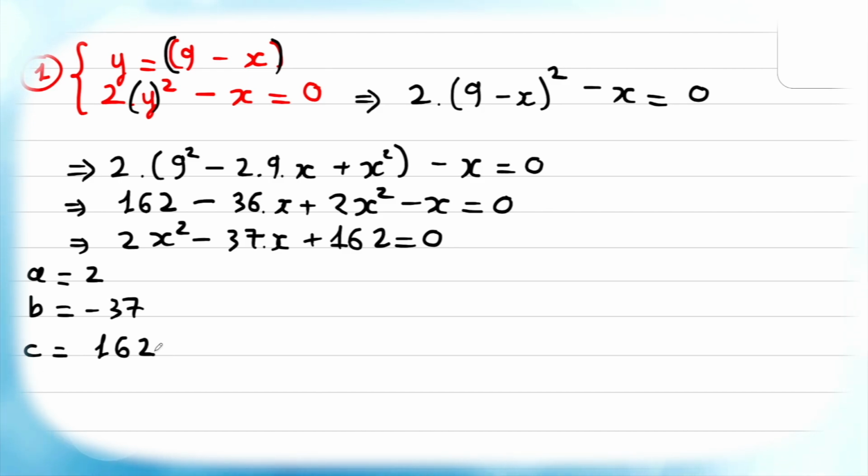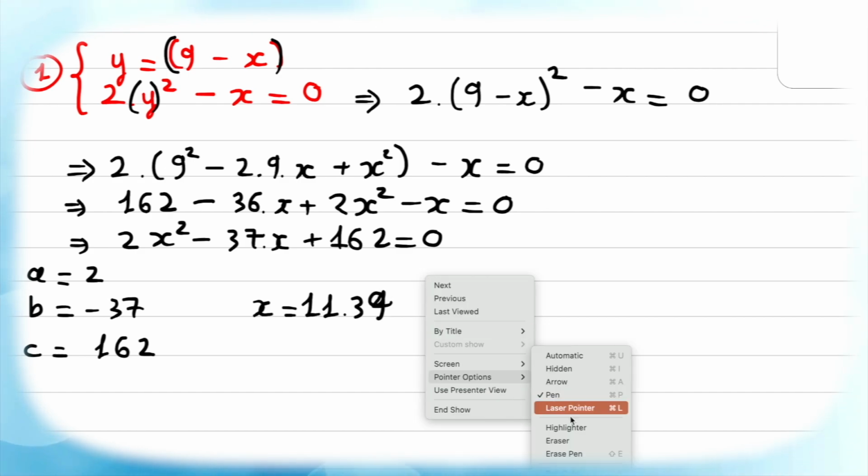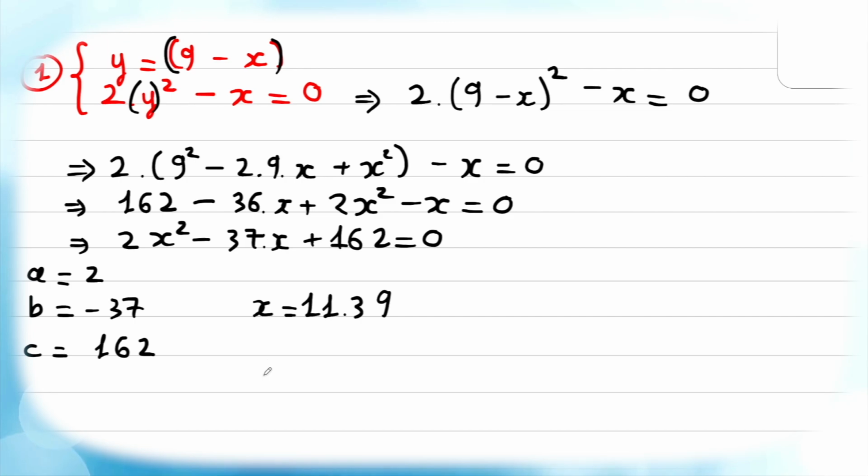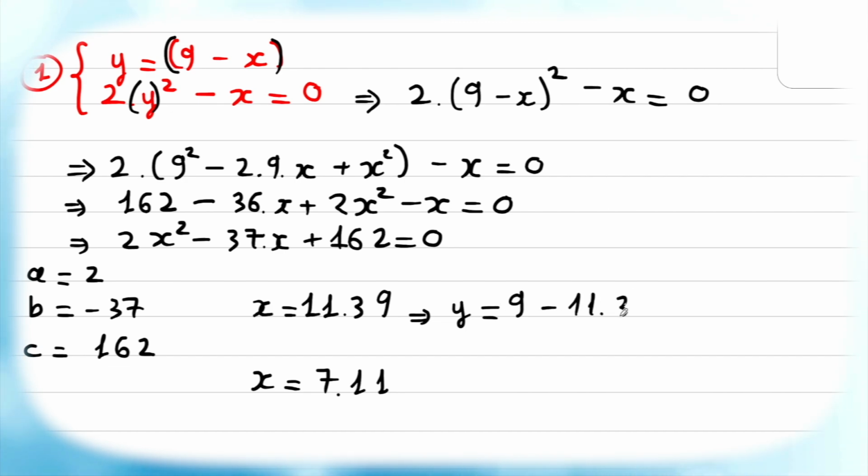I think I will use my calculator to figure out the solutions of this one. Here you get two values of x. The first value is 11.39, and the second one is 7.11. Now let's figure out the value of y. You get 9 minus 11.39, and for the second, y equals 9 minus 7.11.